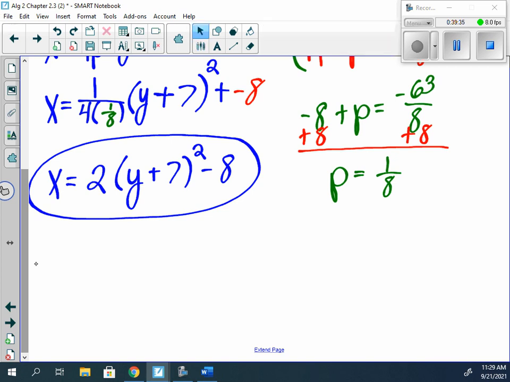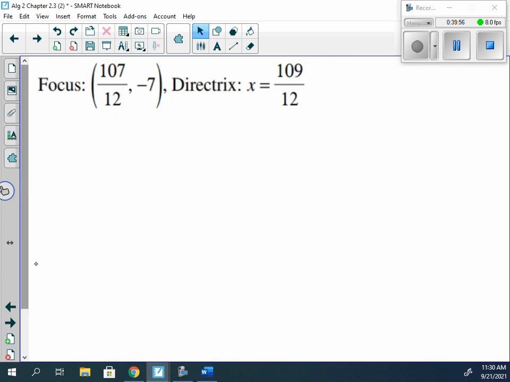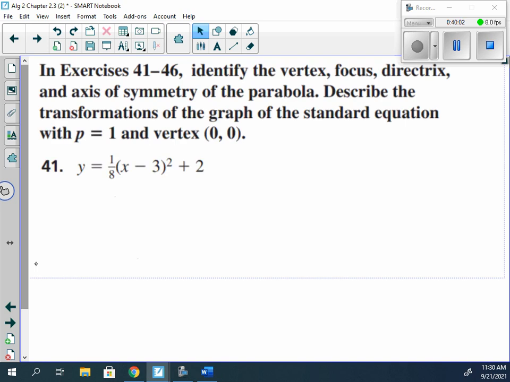So really the only one that is a little bit more challenging than the rest is if we're given what? The focus and directrix. Because if we're given the focus and directrix, then we have to do a little bit more work to find the rest. Now, we do have another one with focus and directrix, but we'll stop there because what we're going to do tomorrow is identify the vertex, focus, directrix, and axis of symmetry given the equation. So we're going to go the other direction.